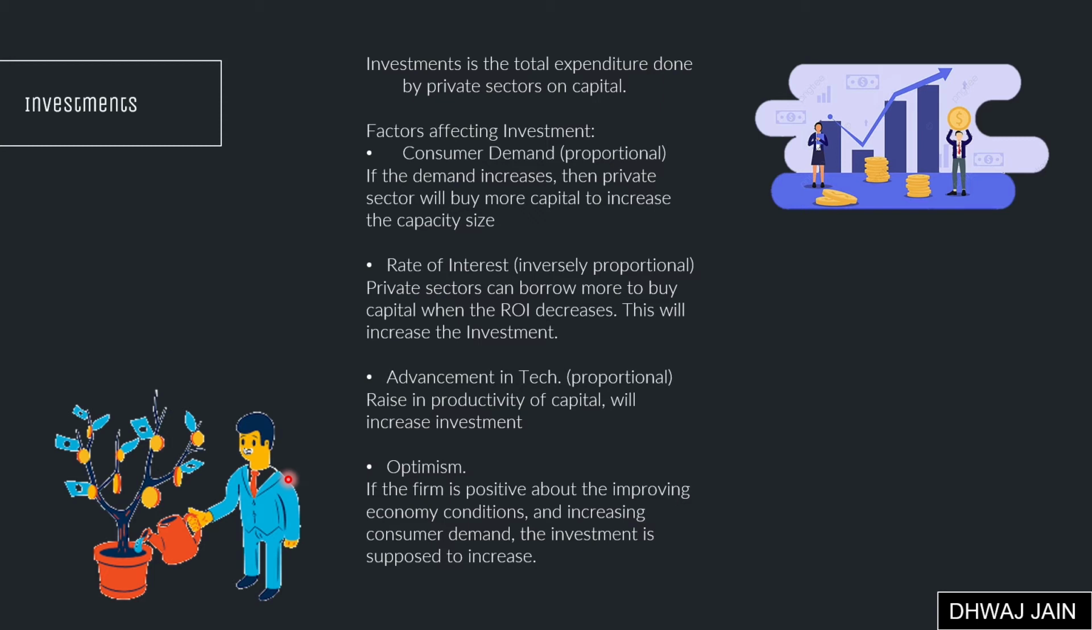Rate of interest, again, is inversely proportional. Private sectors can borrow more to buy capital when the ROI decreases, which will increase investment, obviously. If I'm going to a bank and I want a loan, and instead of 5% they are charging me only 3%, I will borrow more money from them. If I borrow more money, I can buy more capital. The investment will naturally increase.